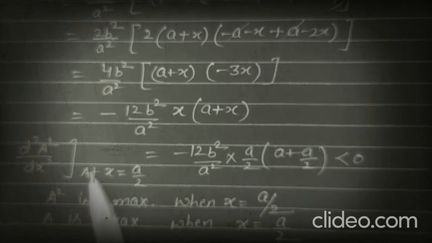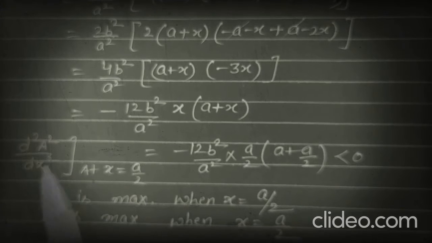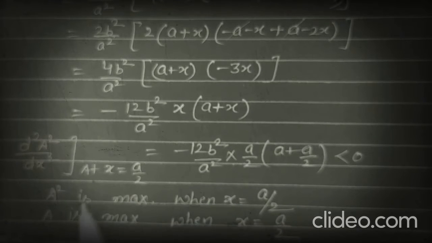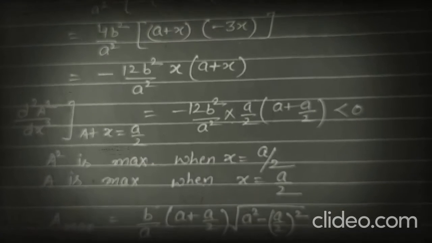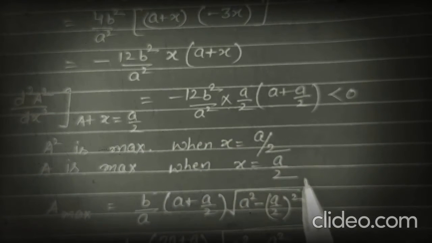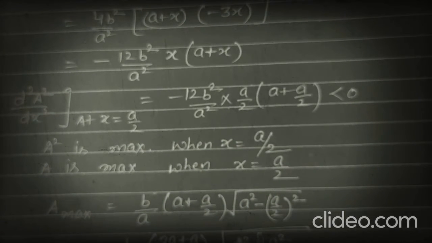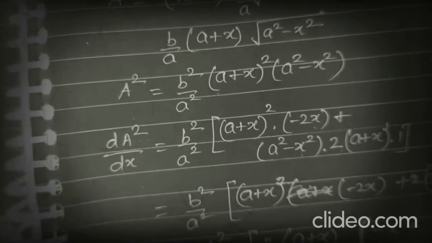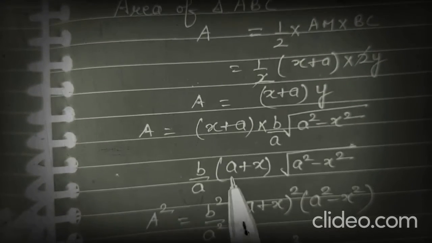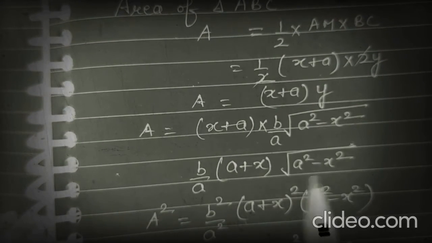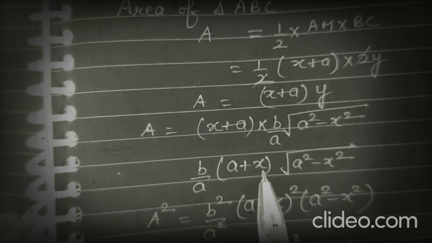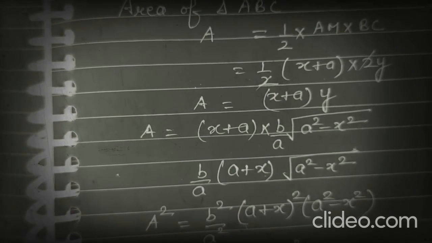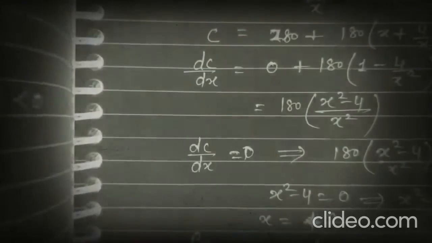If the second order derivative is negative, that means A square is maximum. And if A square is maximum, then A is also maximum when x is equal to a by 2. And we have to find the maximum area in this. So at x is equal to a by 2, area is maximum. So what is the area here? It is b upon a into (a plus x) into square root of a square minus x square. This is the function. So we will put the value of x here for finding the maximum area. So the x value is a by 2 for maximum area.